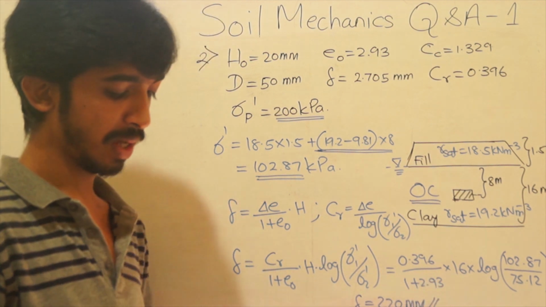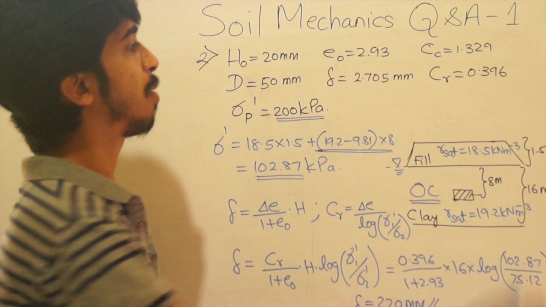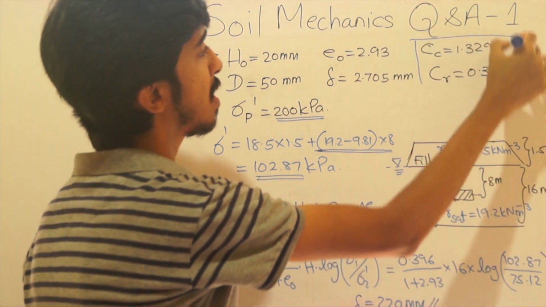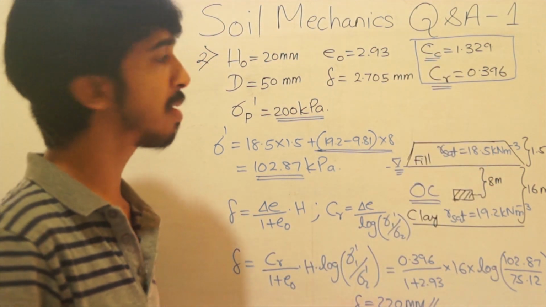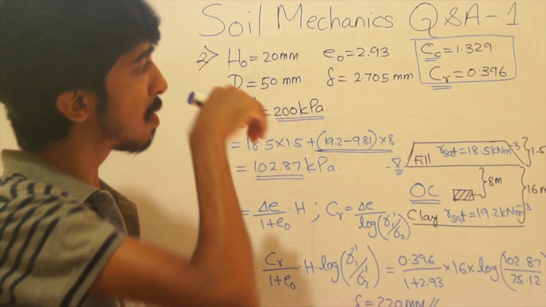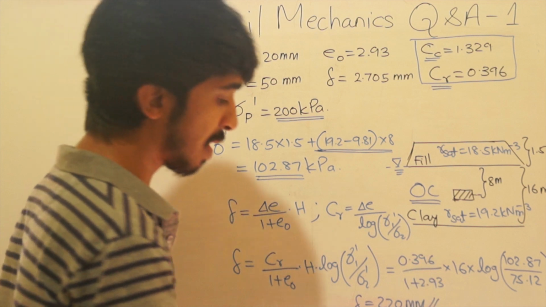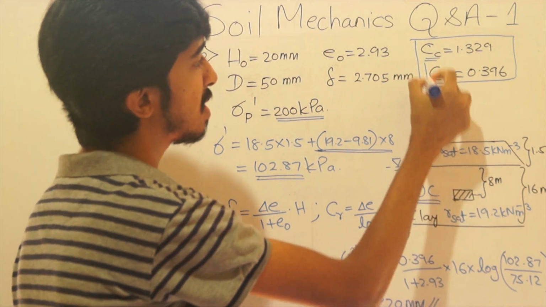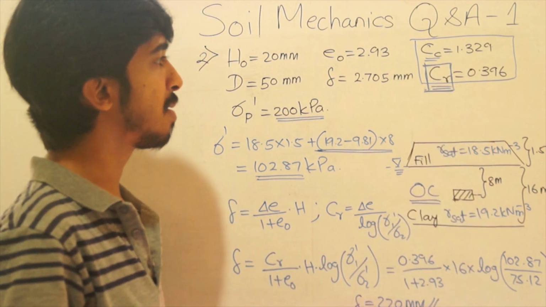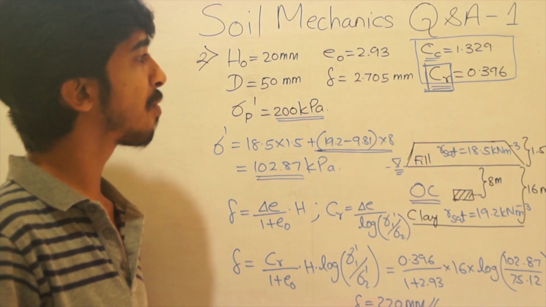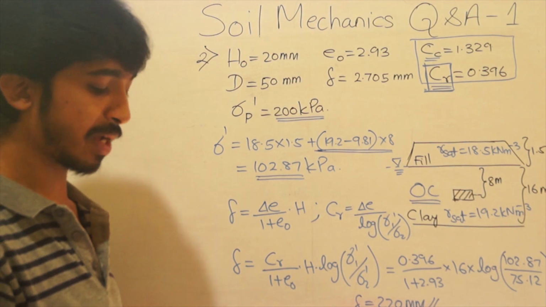So it is a very simple question. You just need to understand the concepts: at which point, which compression index should be used, whether CR or CC. These are the things we have to keep in mind. Here, since the soil is in over consolidated state, we know from the graph that the CR portion, that is the recompression portion, should be used, and the respective gradient for that is the CR. So moving on to the next question.